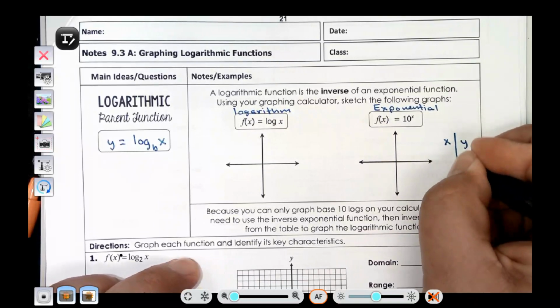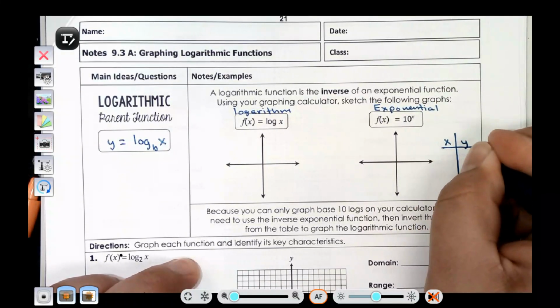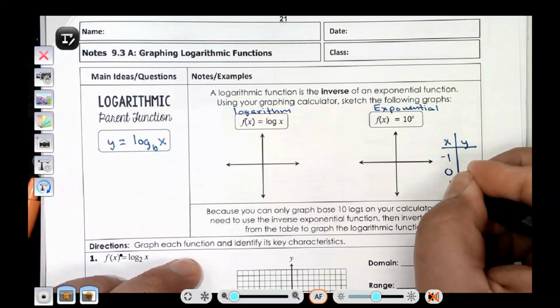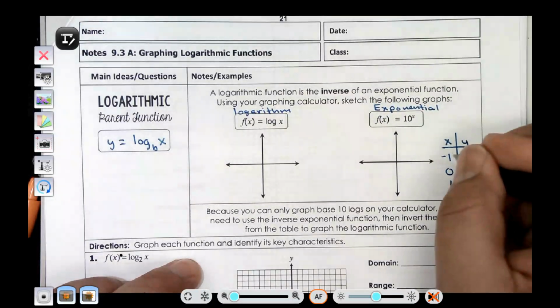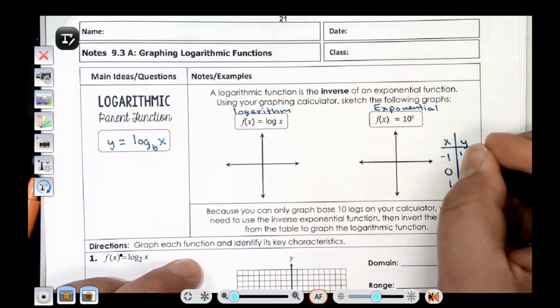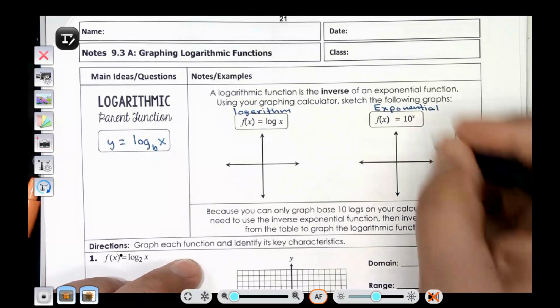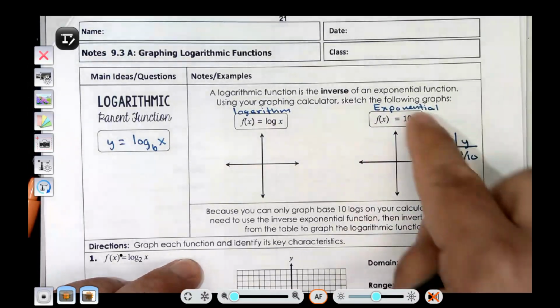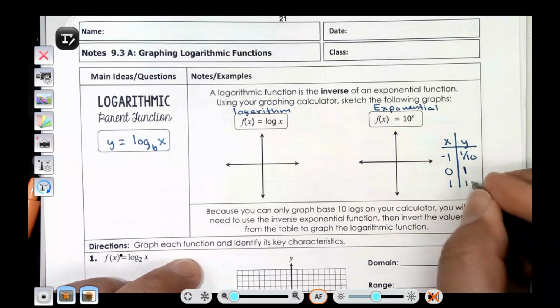When we draw an exponential function, we always go to the same 3 points, -1, 0, 1. What we mentioned in class was if I give this a power of -1, then all I'm doing is a reciprocal. So it's 1 over 10. Plug in a 0, and of course our answer is always a 1. Anything to the power of 0 is 1. And if I give it a power of 1, then we get an answer of just 10.